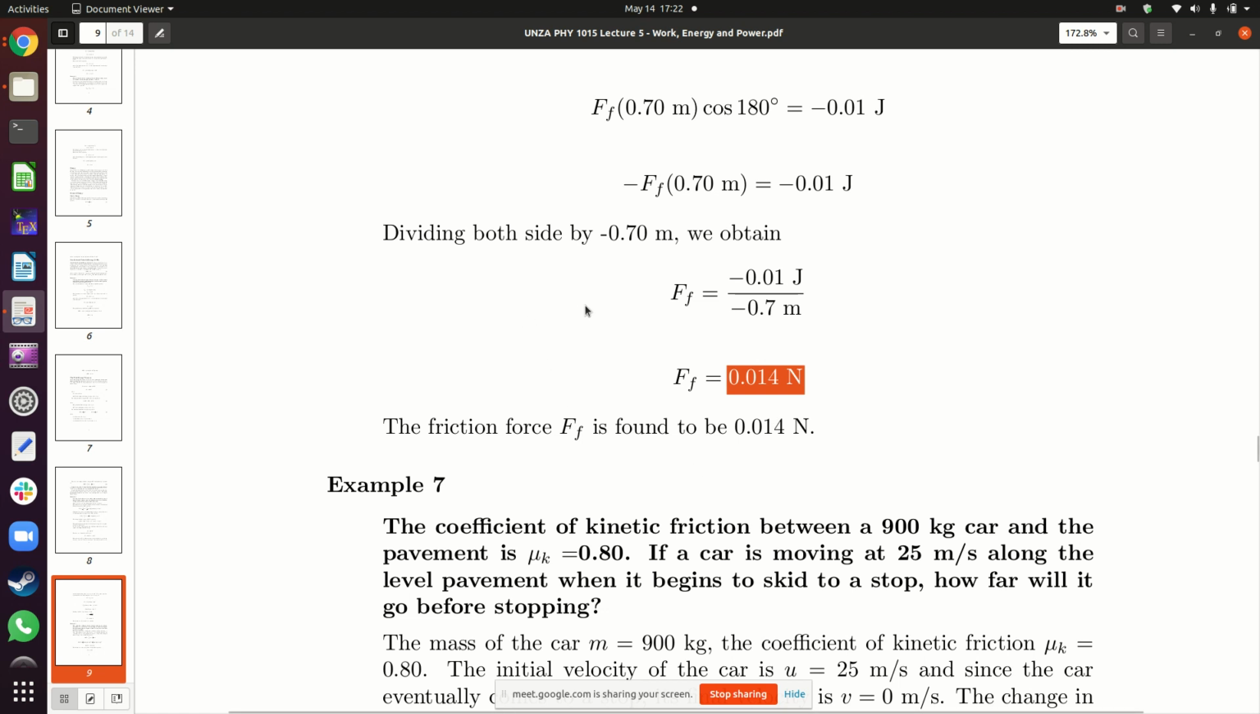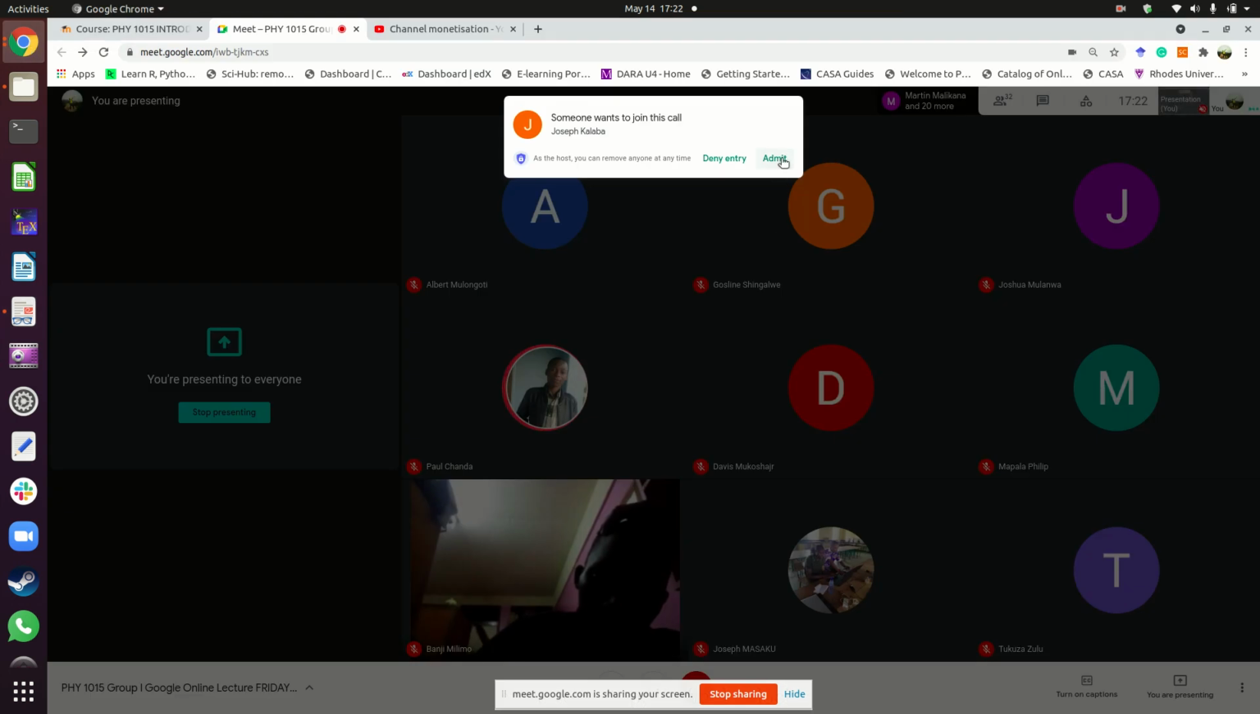Is it clear on how we use the work energy theorem? There is a requirement which needs to be met. The change in gravitational potential energy has to be equal to 0. So there should be no change in the height of the object for you to use the work energy theorem. Are we clear? Any questions?